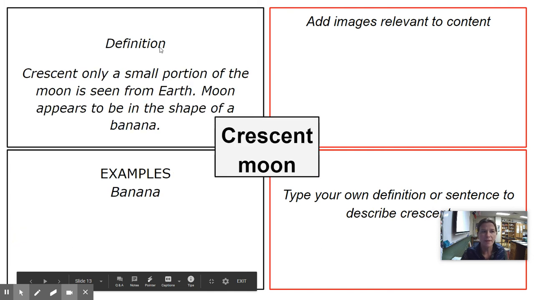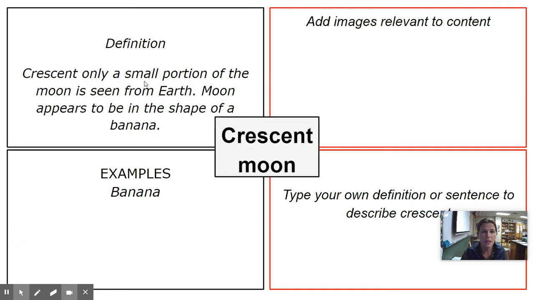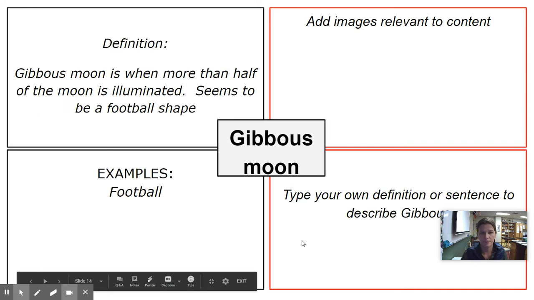Crescent moon. Definition. Crescent, only a small portion of the moon is seen from Earth. Moon appears to be in the shape of a banana. So for your example, a crescent moon, banana, image relevant to a crescent moon. And then type your definition or sentence that describes crescent moon in this red box.